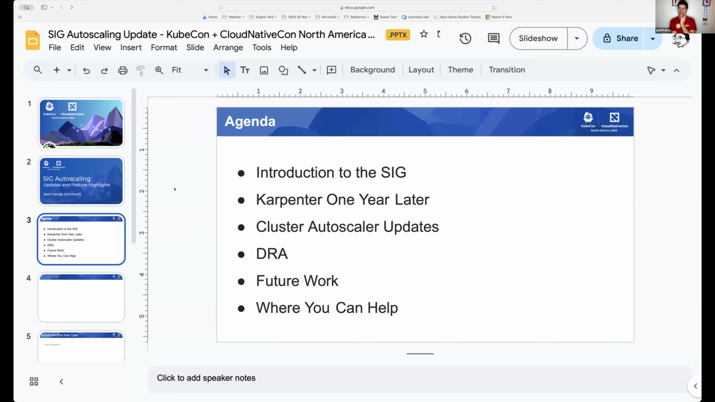Hey, Mike. Hey Jack, thanks for doing this talk for SIG Autoscaler. I said this in chat, but I was just curious, is there enough advancement, or is it worth doing an update on the status of the multi-dimensional pod autoscaler? I know that was like a hot topic.